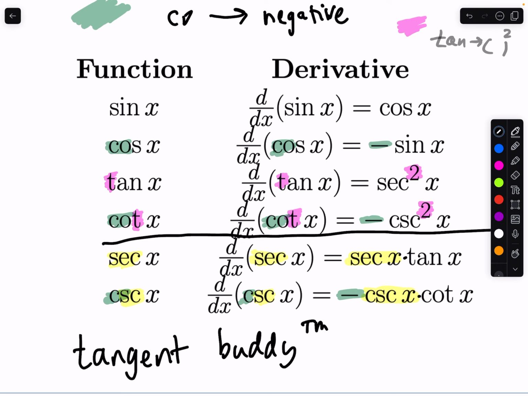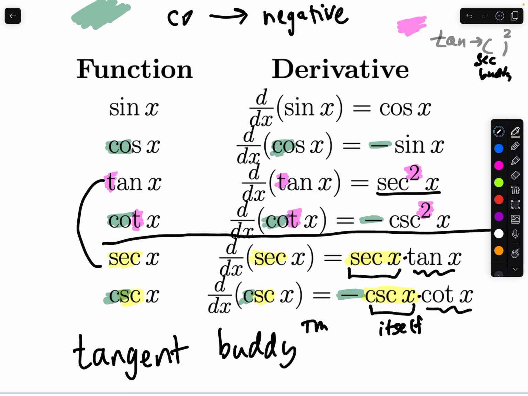Whenever you take the derivative of anything that is a secant, whether it be secant or cosecant, you'll have itself, and then it's multiplied by its tangent buddy. So there is this pairing. You'll notice that tangent and secant are buddies. They're best friends. The derivative of tan is its secant buddy squared. Anytime you see the word tan, the derivative is its secant buddy squared. So the derivative of tangent pairs with secant, so that'll be secant squared.